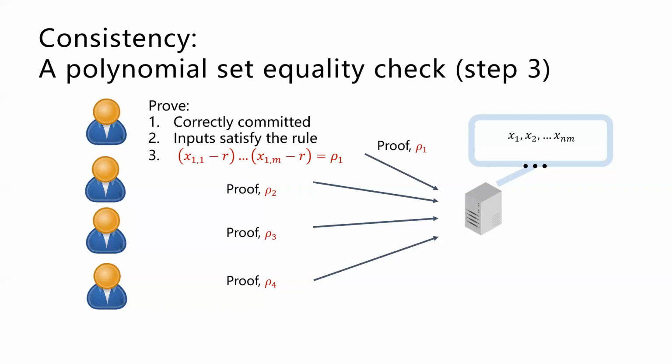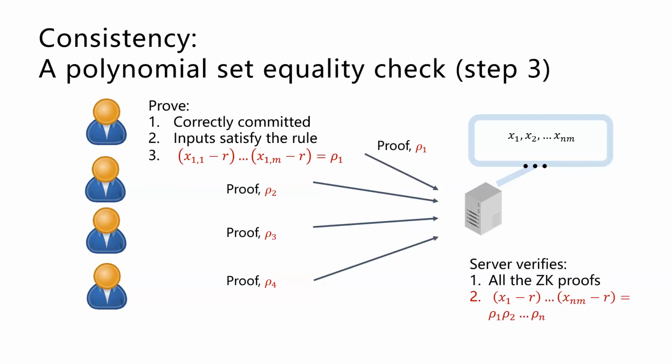The first part is that they need to prove their commitment is generated correctly. Secondly, based on the correct commitment, their input should satisfy the predefined rule. And thirdly, there is the polynomial check. They compute the following polynomial: suppose the first client has messages x11 to x1m. It computes the product of (x11 minus r), (x12 minus r), until (x1m minus r). It reveals this product, and in addition to the proof, sends this pair to the server.